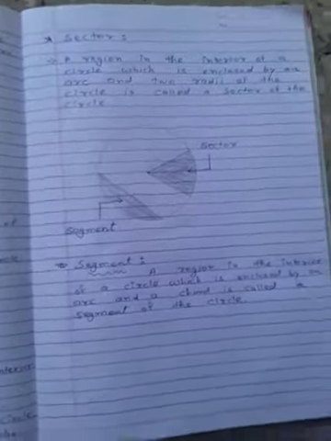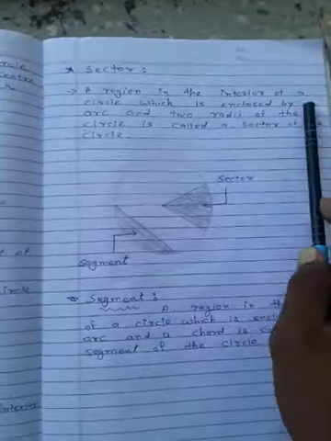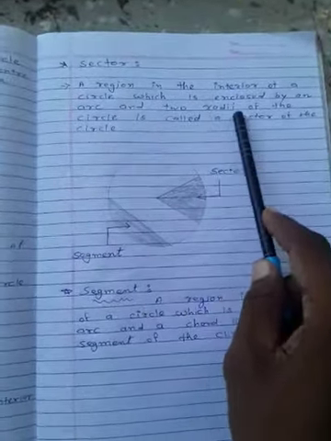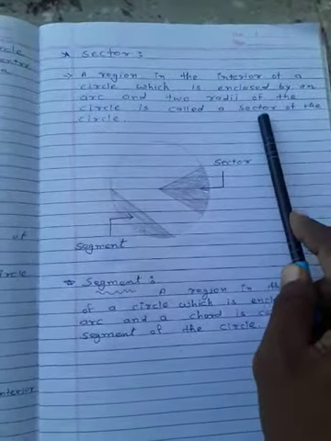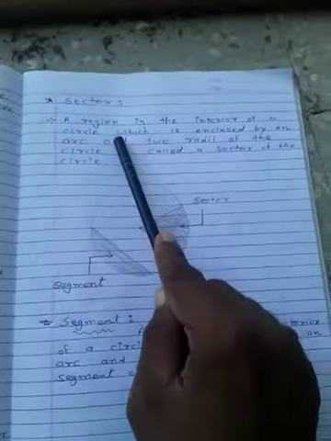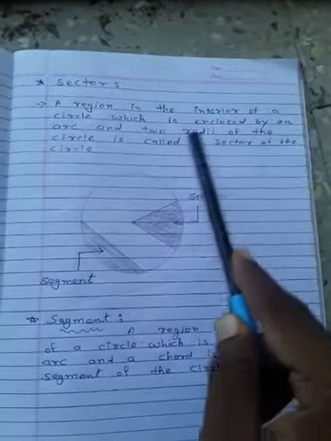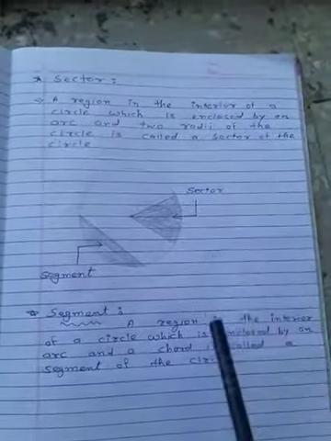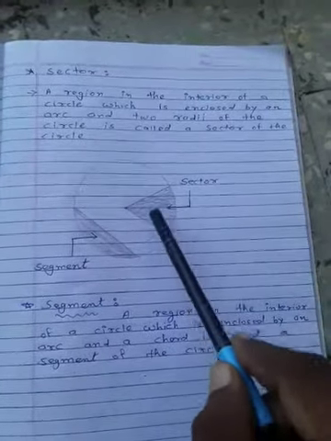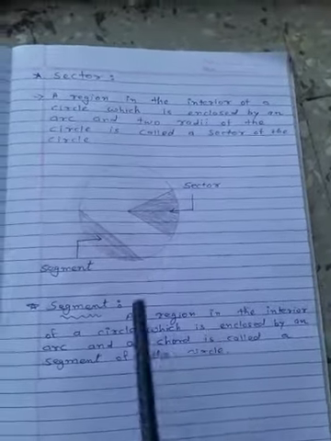Next point, sector. What is a sector? A region in the interior of a circle which is enclosed by an arc and two radii of the circle is called a sector of the circle. See here this one radius and another radius, both radii. So we can say this is a sector.